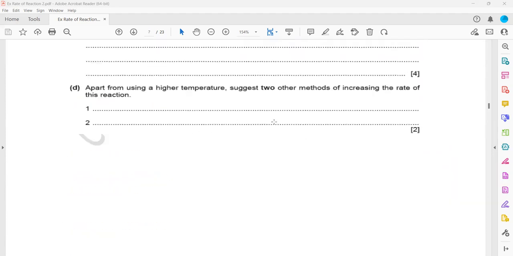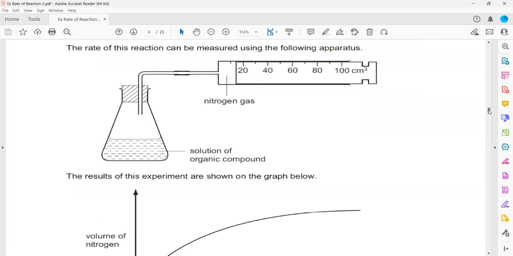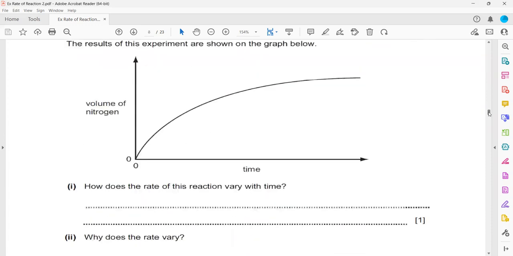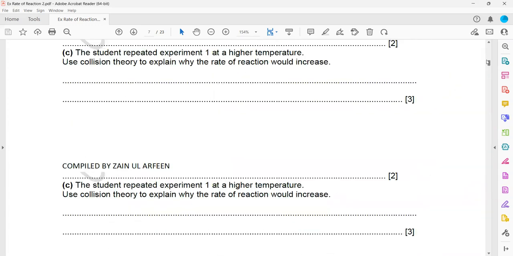So these are some questions from the exercise. Similar questions you will find every time, a similar question related to this is there.